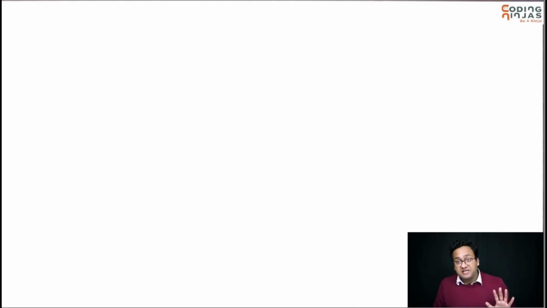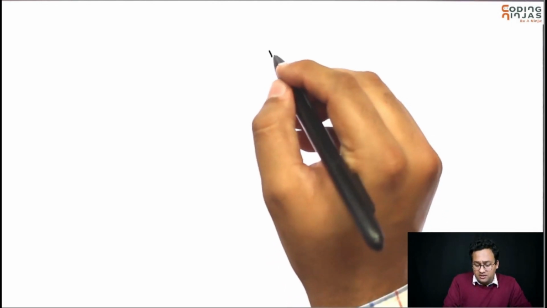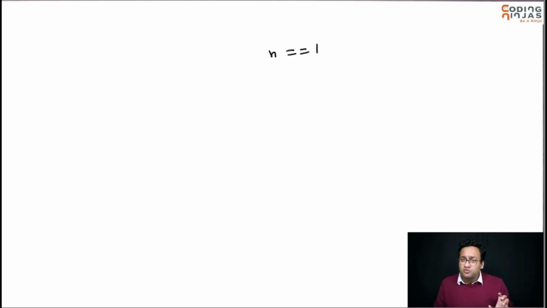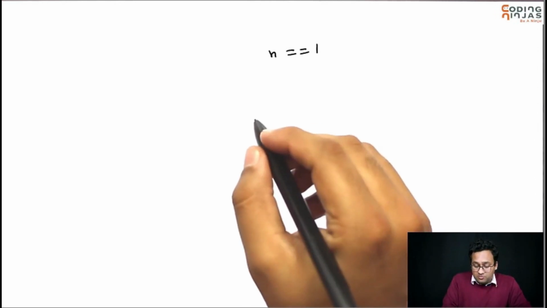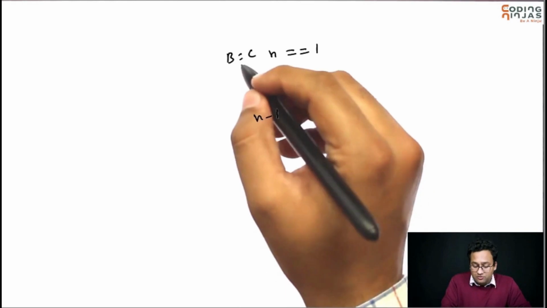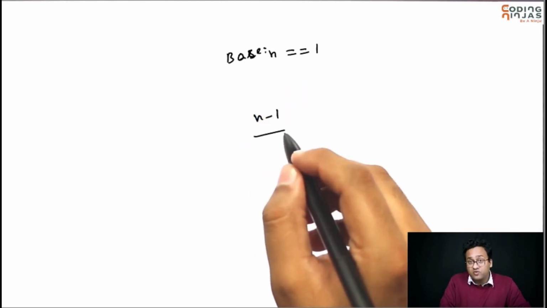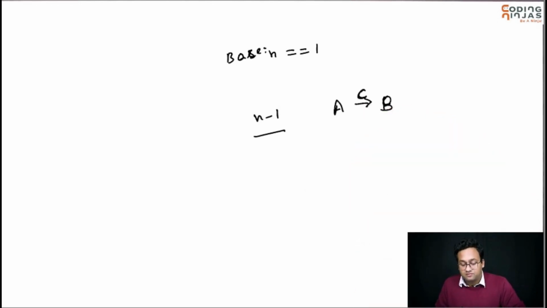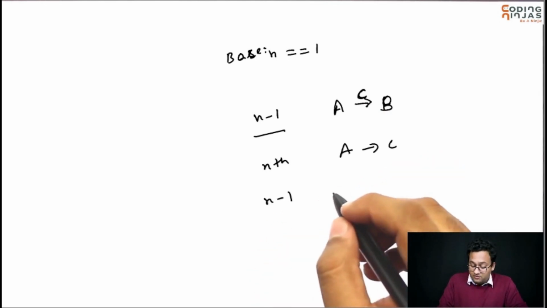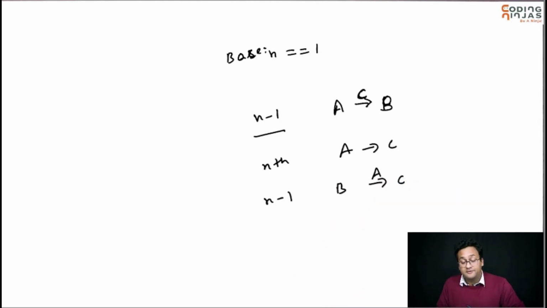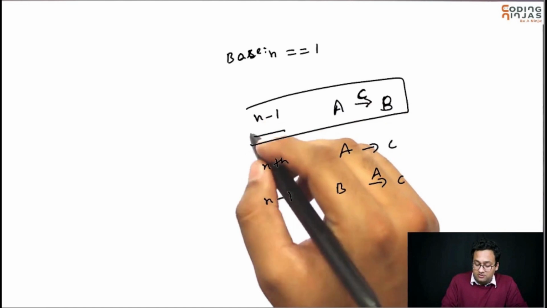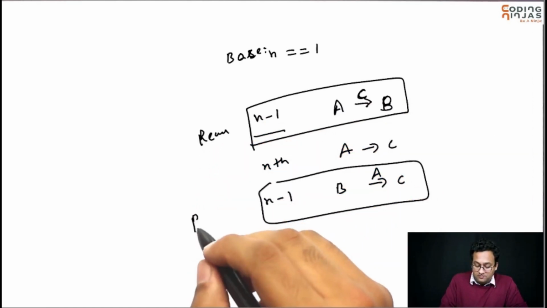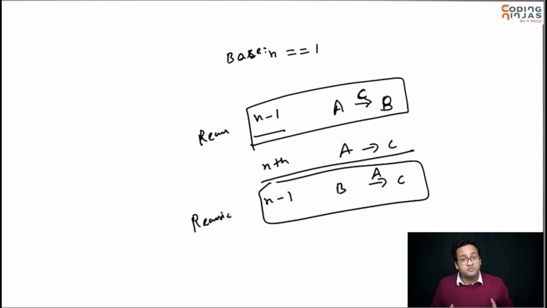So my code will be extremely simple, right? Base case: if n is equal to 1, I'll just simply print move the nth disk from A to C, right? As simple as that. Now the next step: move n-1 from A to B using C as the helper. The nth disk will go from A to C. Now n-1 will go from B to C using A. That's what we need to do. This is a recursive call and this is a recursive call. This is a single step for which you don't need recursion. You just print it out.